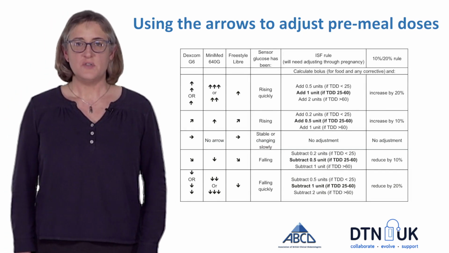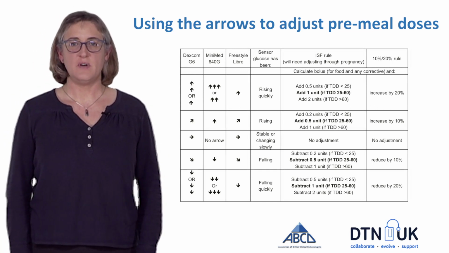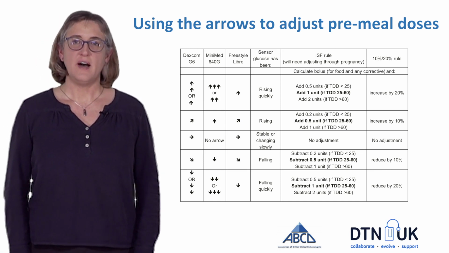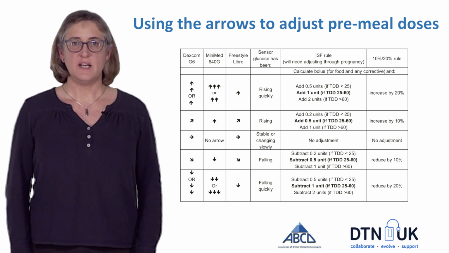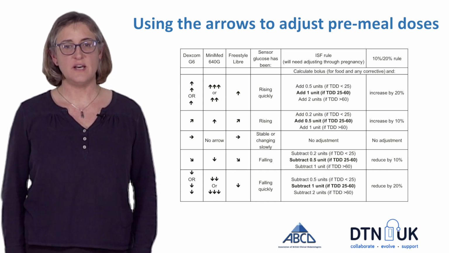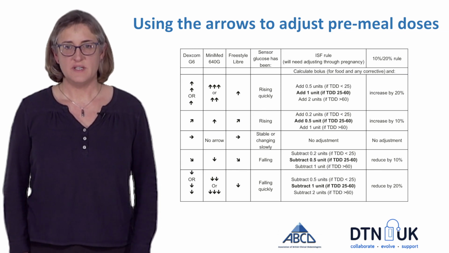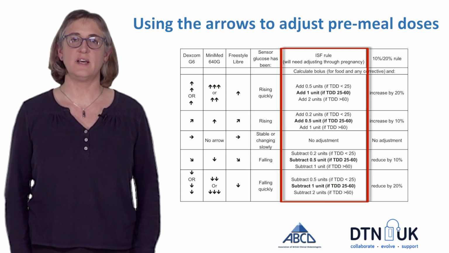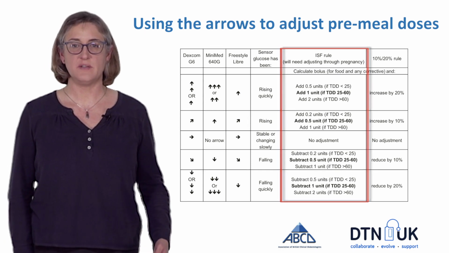So when you get used to using real-time CGM, you may wish to go on to using the arrows to adjust the amount of insulin you give before meals. And there are a couple of ways of doing this, but basically if you've got up arrows, you would give a bit more insulin. If you've got down arrows, you would give a bit less insulin. One way of doing this is called the ISF rule, and this will need adjusting as the amount of insulin that you need changes through pregnancy.